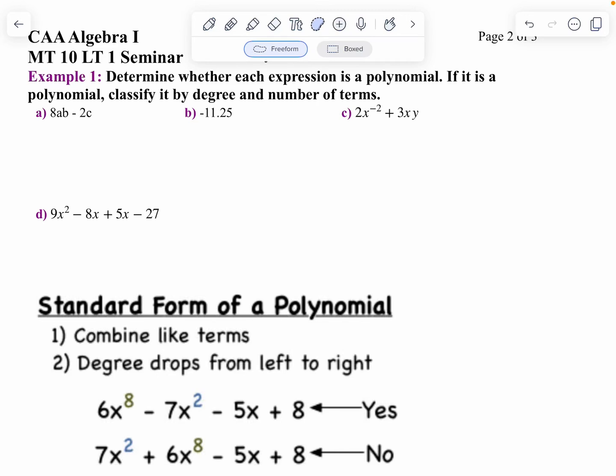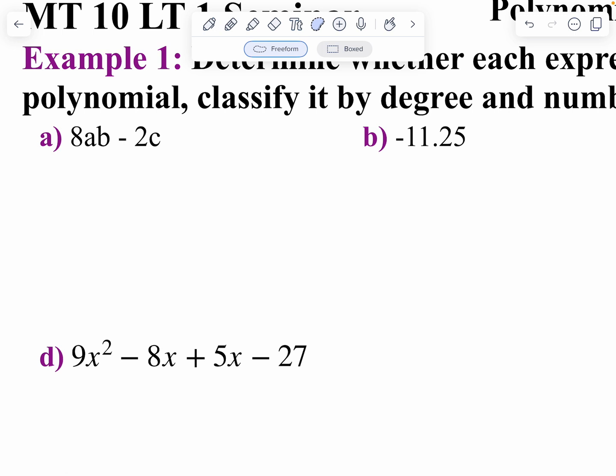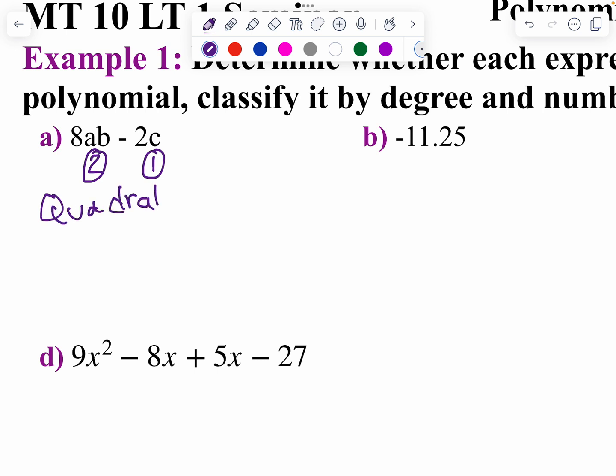On example 1, we want to classify our polynomials, or I want to determine if it is even a polynomial, then I want to classify it by the number of terms and the degree. So if we start here, our first term, notice it has a degree of 2 because 1 plus 1 is 2. Our second term is 1. Since it has 2 terms, we're going to say that's a quadratic. And there are 2 terms, so we're going to say binomial.